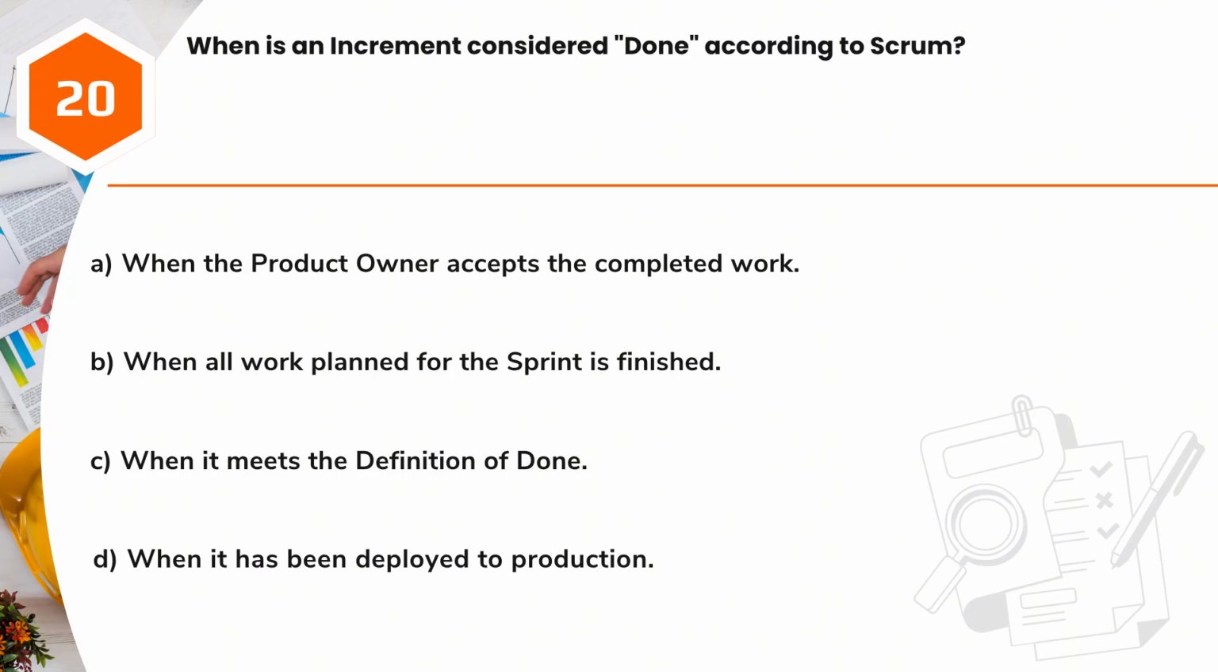Question 20. When is an increment considered done according to Scrum? A. When the product owner accepts the completed work. B. When all work planned for the sprint is finished. C. When it meets the definition of done. D. When it has been deployed to production.